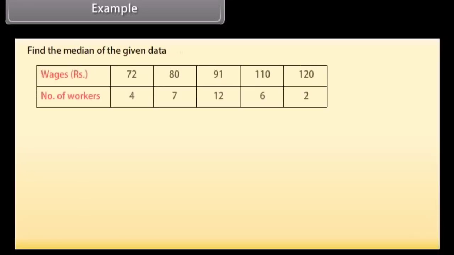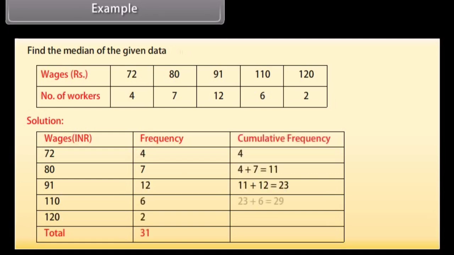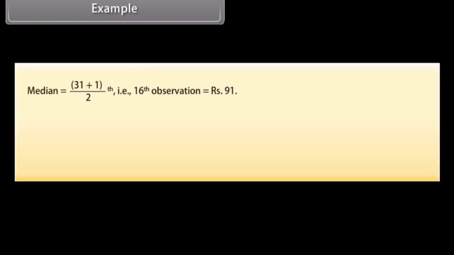Find the median of the given data. Solution. In the first column, we have written the given wages. We have written the given frequency. The sum of the frequencies is 31. In the third column, we have found the cumulative frequency for each wage by adding the previous frequency to the current frequency. After that, we have found the median, which is the (31 plus 1) by 2th, that is, 16th observation, which equals rupees 91.